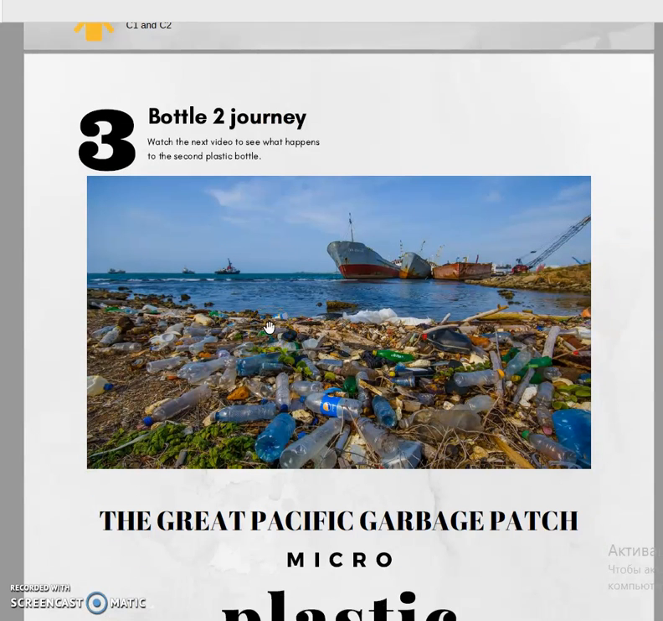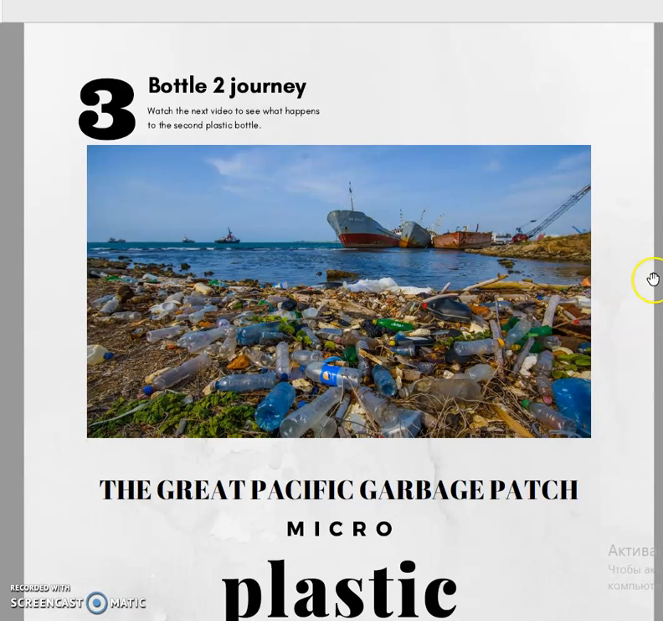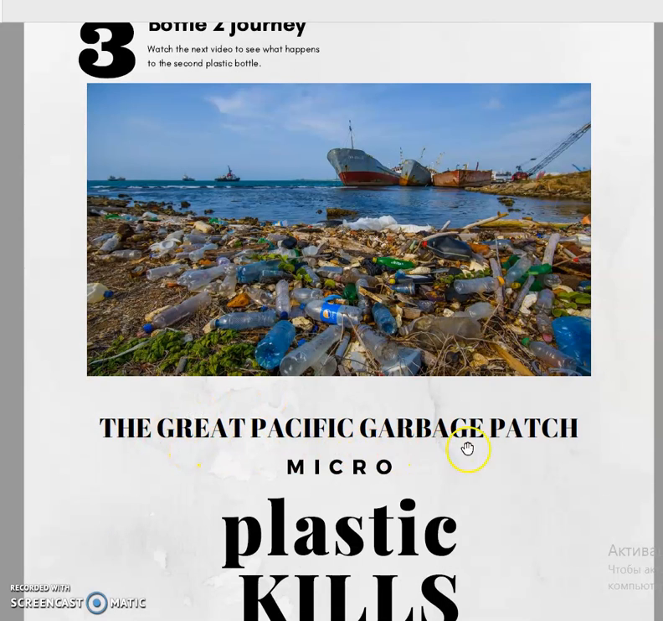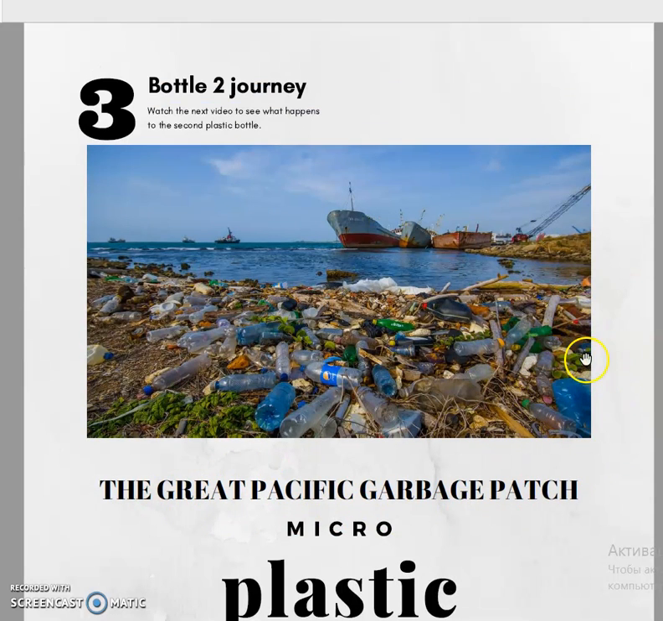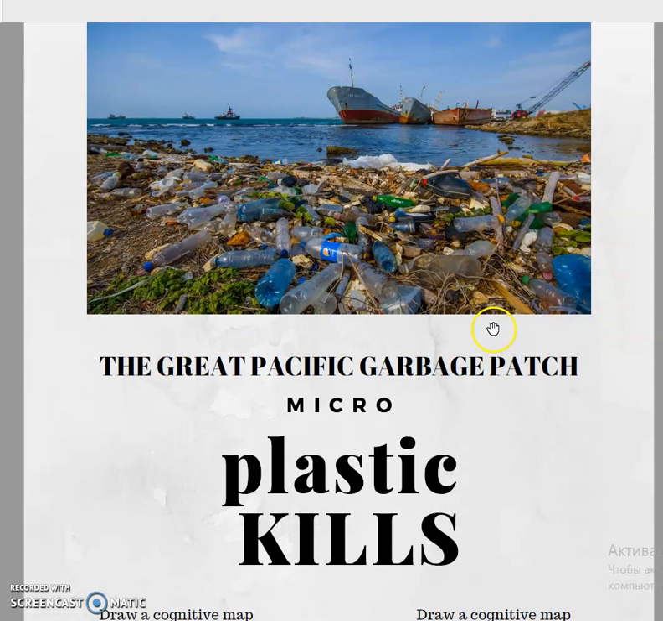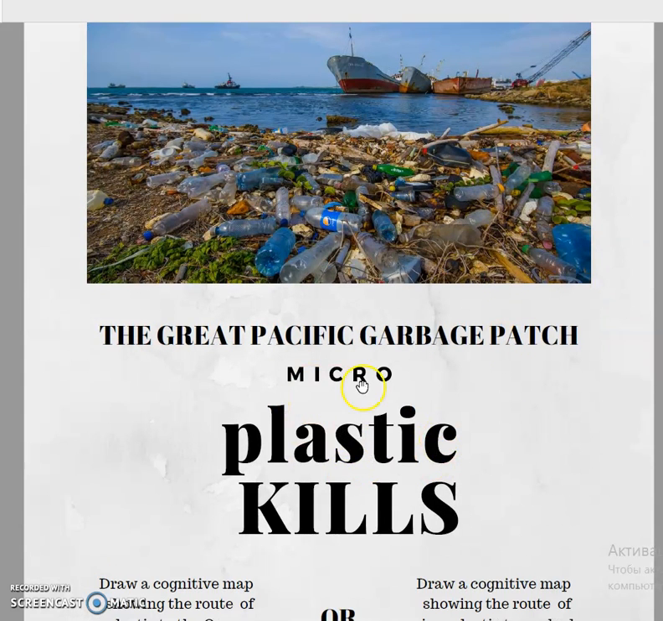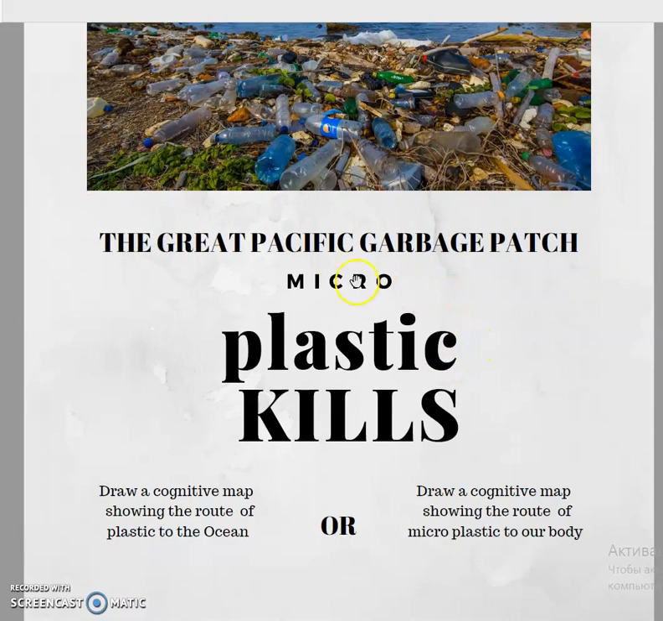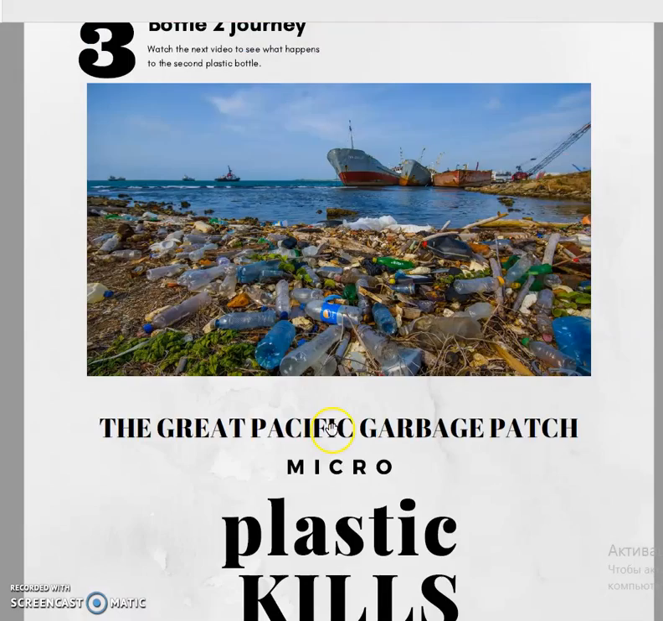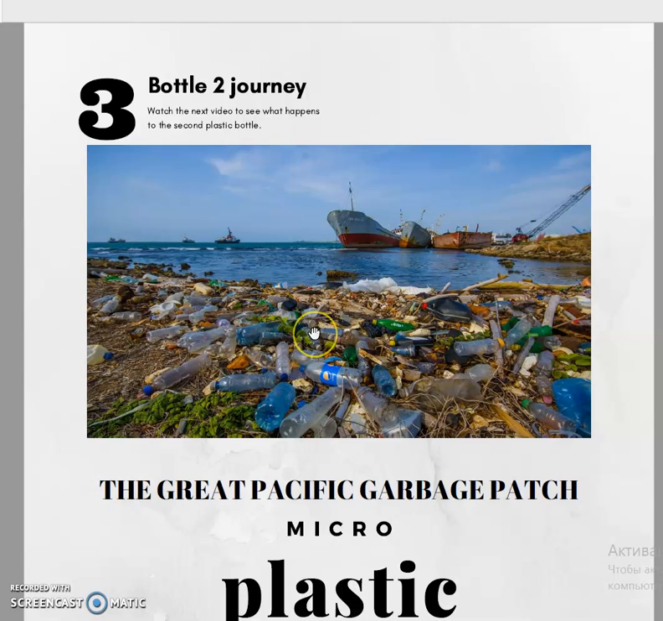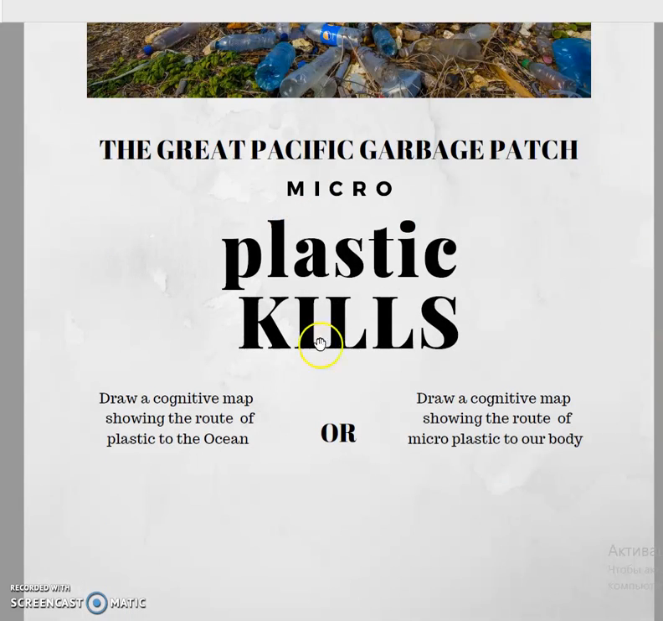The journey number 2, this is bottle number 2, actually lands in the Great Pacific Garbage Patch. There are 5 garbage patches all around the planet, and we will discuss the problem of microplastic, and microplastic kills. In this lesson they will watch a 1-minute video, and they will have to try to draw, with my help, a cognitive map showing the route of plastic to the ocean.